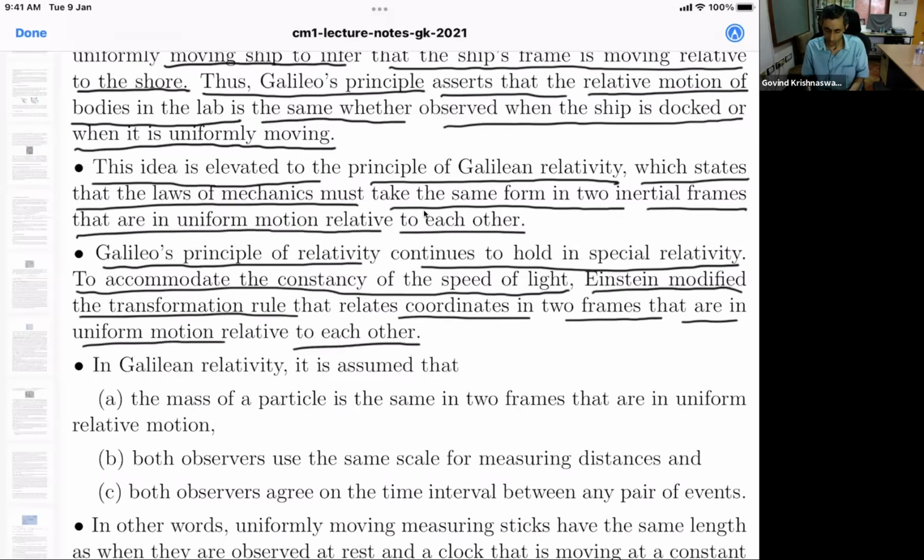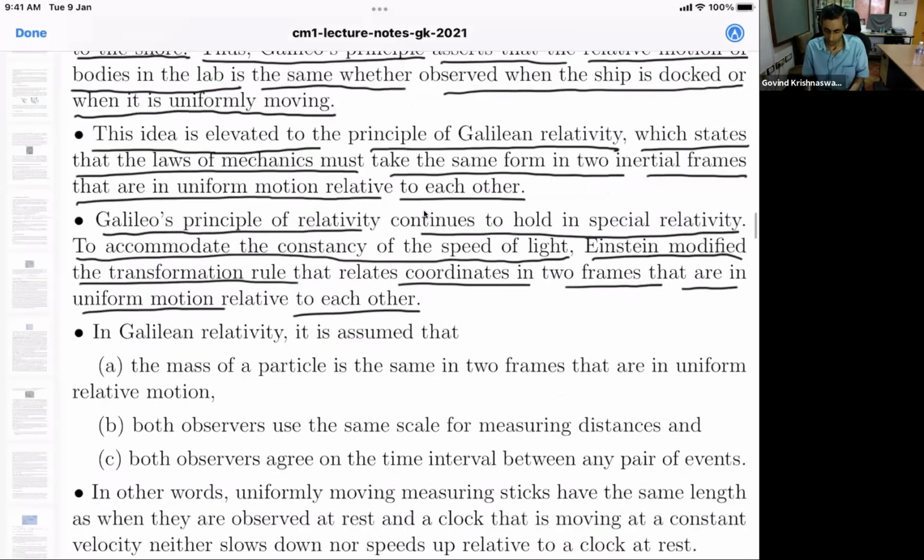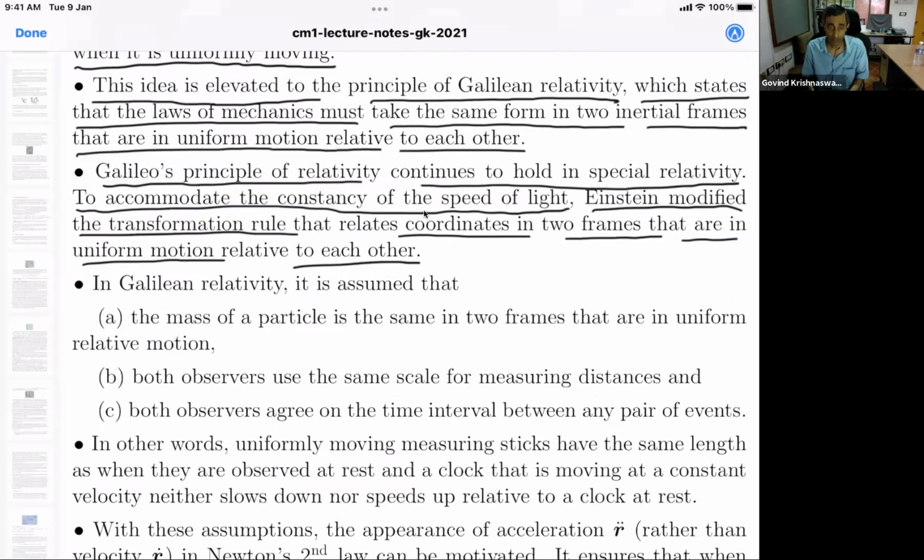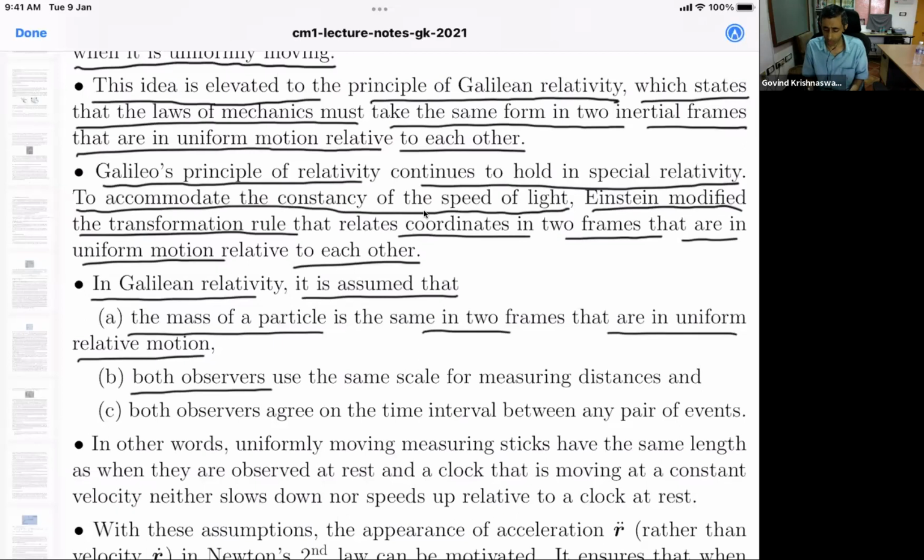So just to recapitulate from last time, in Galilean relativity one makes a couple of additional assumptions. One is that the mass of a particle is the same in two frames that are in uniform relative motion. That is a very basic assumption. Also, both observers in these two frames use the same scale for measuring distances and agree on time intervals between any pair of events. I did mention these last time, so let me not belabor that.